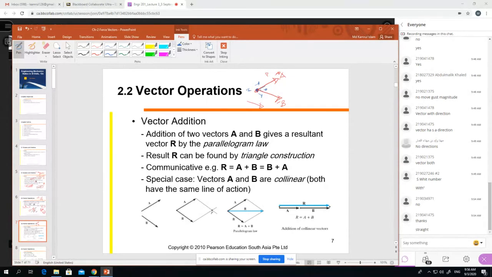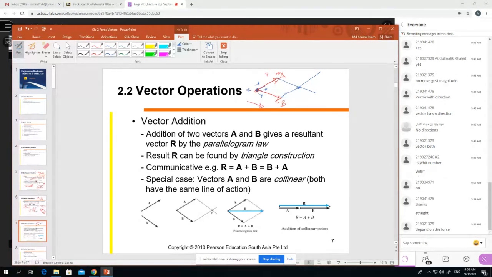What is the parallelogram law? We need to draw a parallel line to vector A in this direction. I am drawing by hand, so it is not clear. And another parallel line, at the point of A, parallel to vector B. We draw the vector B, and they intersect here. This side is similar to vector A, and this side is similar to vector B. Now which direction will the body move? The body will move along the connection between these two points.